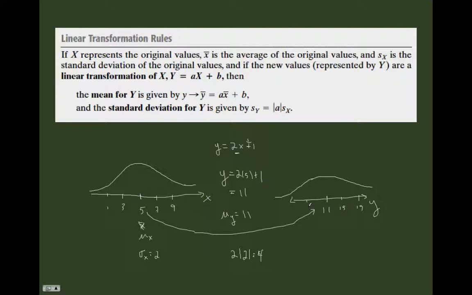But the point I'm really trying to make is that the additive part isn't going to have any effect on the standard deviation, because the standard deviation is measuring spread in this direction. It has no effect on where the distribution is centered. It has to do with how spread out the distribution is. And that's why, when we're converting the standard deviation, we don't add b. We don't add the constant. We only deal with the scaling part of it.